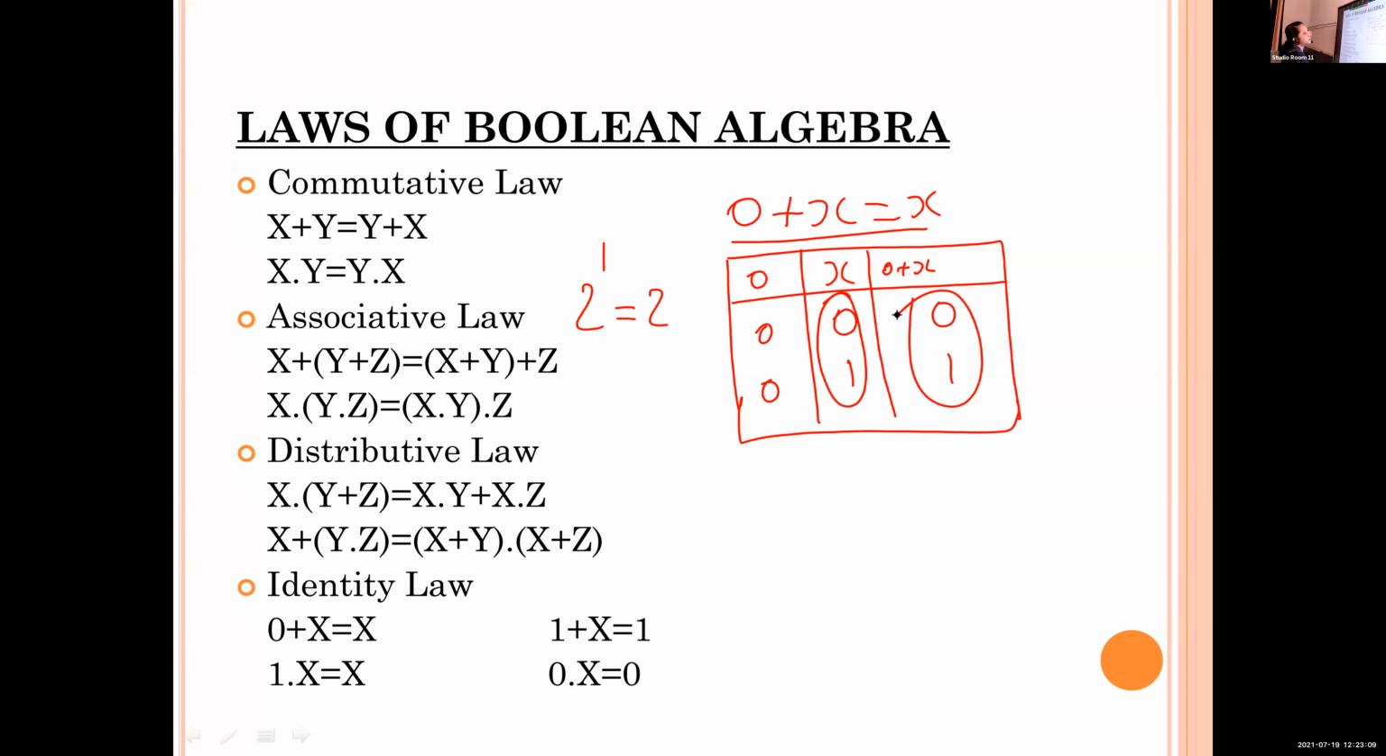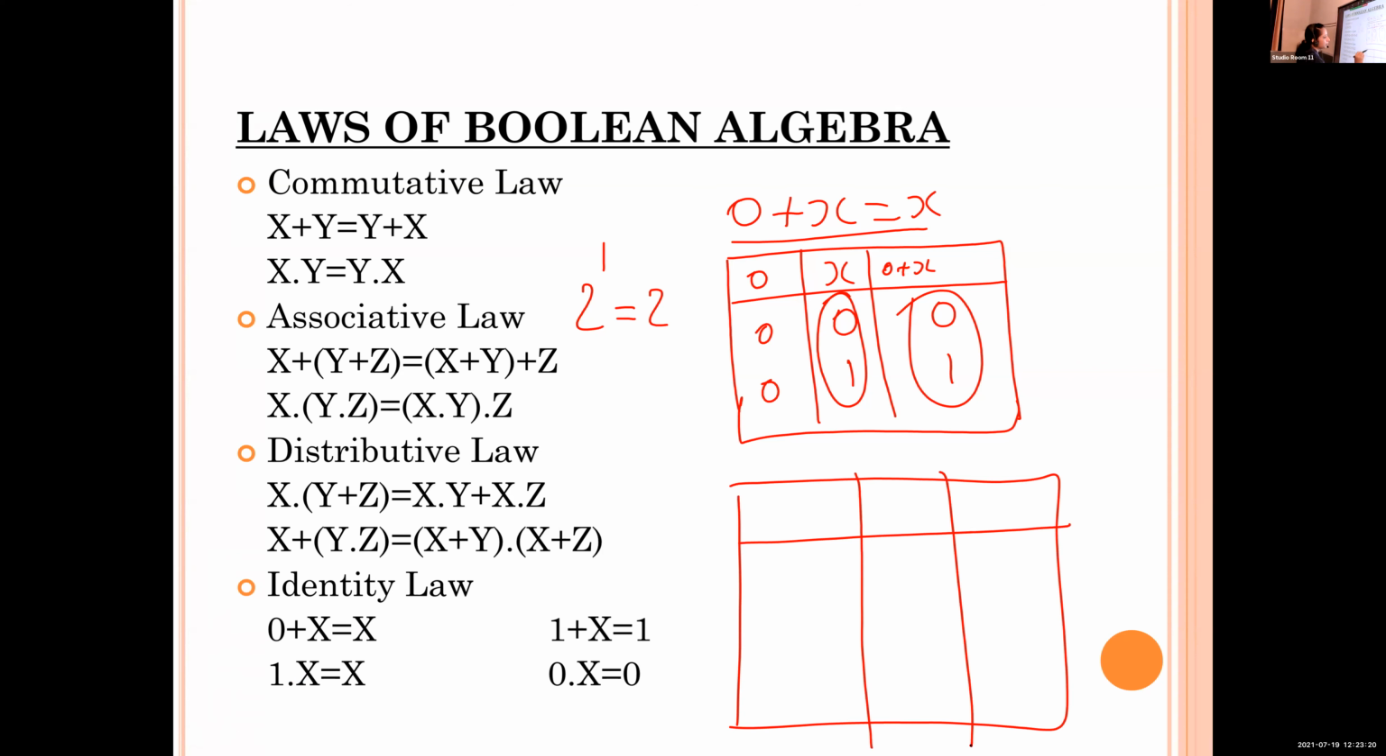So 0 plus x is equal to x. Then what about this? 1 into x. The value of x is 0 and 1. Here we are using 1. 1 into x, what is 1 into x?